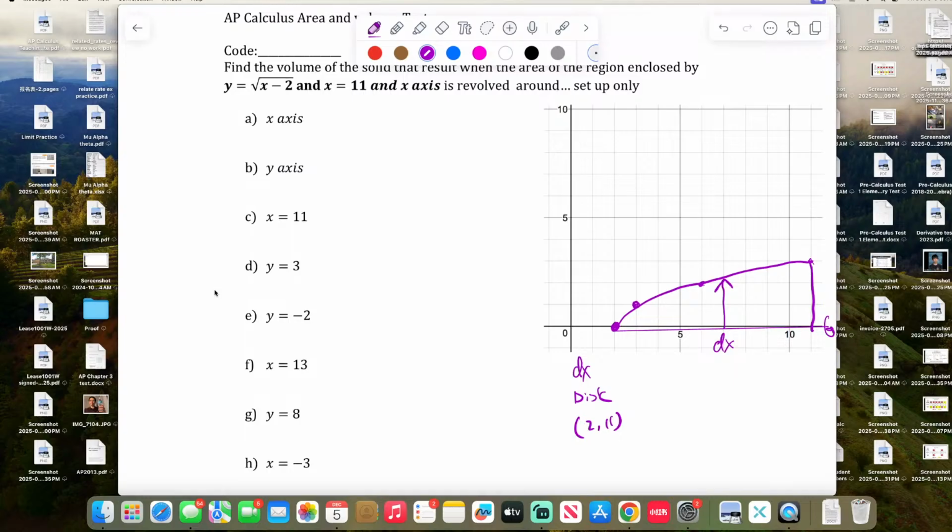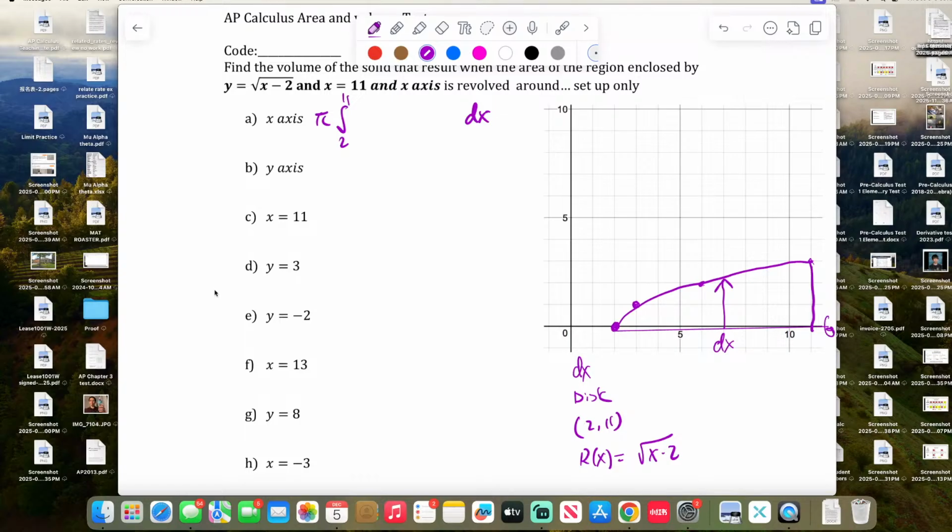Now, if I know it's a disk, I know there's only one radius, and this radius is given by R(x) equal to from here to here, which is the function of x minus 2. Therefore, the integration is this. Don't forget the dx, don't forget the pi, because that's what we start with. And that's going to be from 2 to 11. Some people got the boundary wrong last year. They did not see the boundary, so pay attention to what the boundary is.